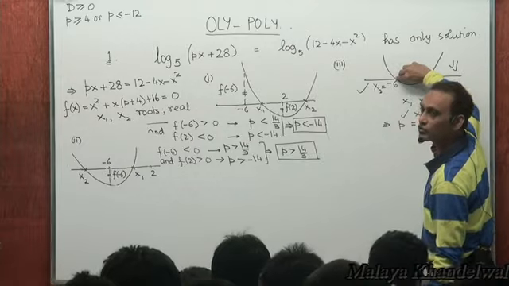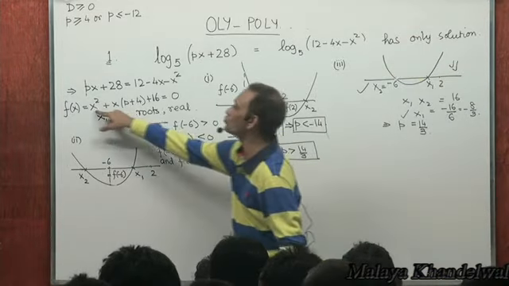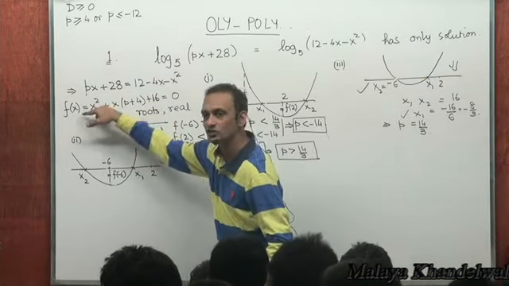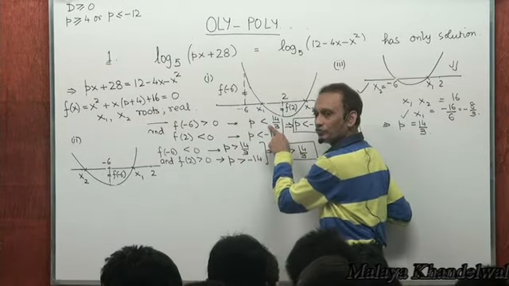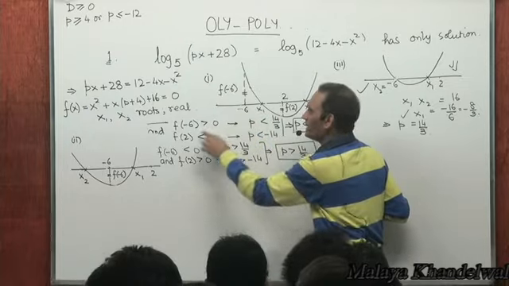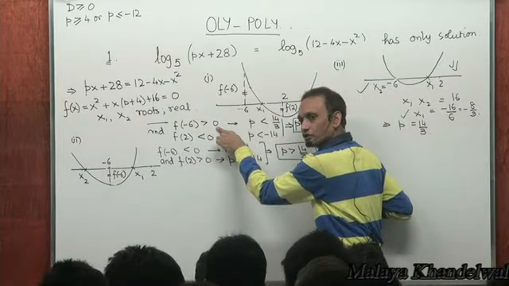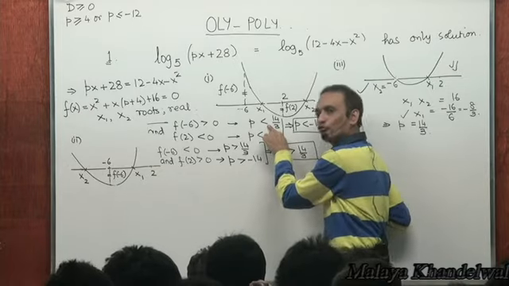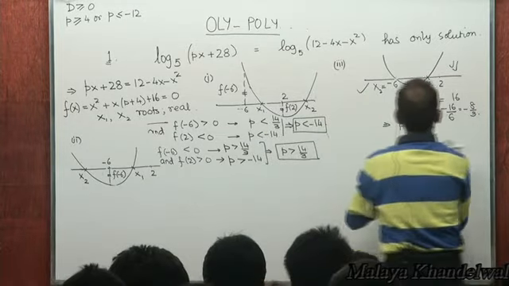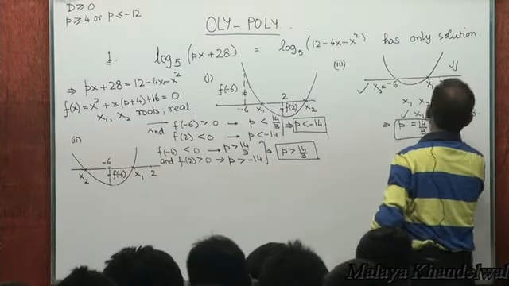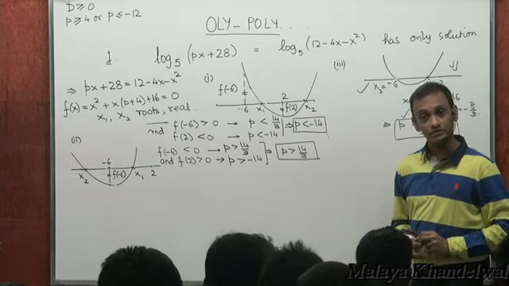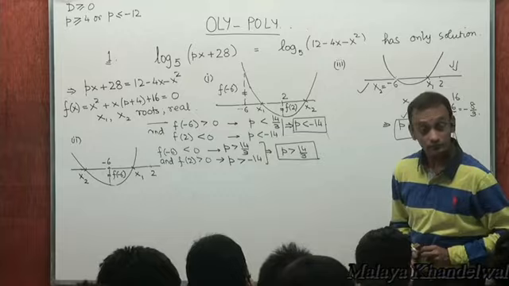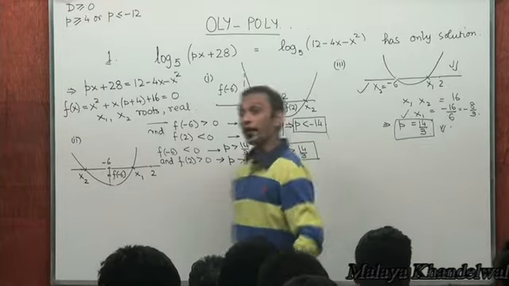So now in this case, f of minus 6 is 0, because minus 6 is a root of this quadratic. If f of minus 6 is greater than 0, I get p less than 14 by 3. But in that inequality, if I had put f of minus 6 equal to 0, then I would have got p equal to 14 by 3. So this gives me p equal to 14 by 3. Good and acceptable. Next possibility.